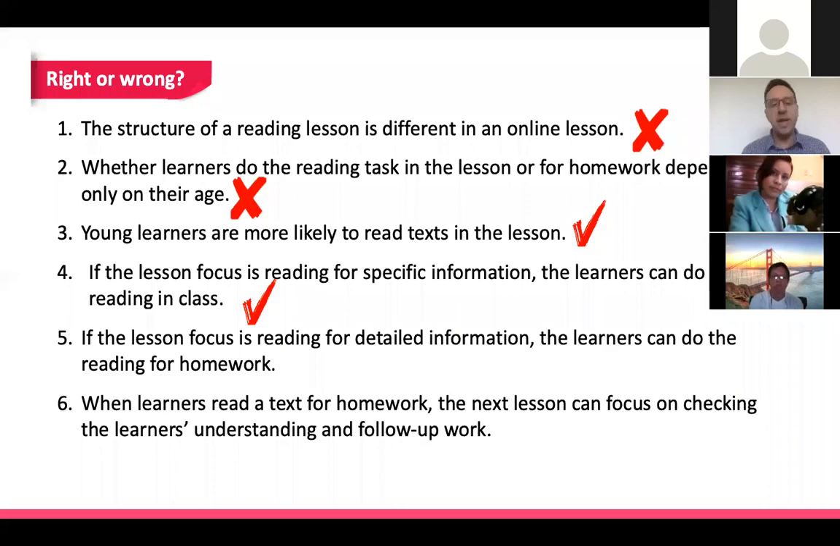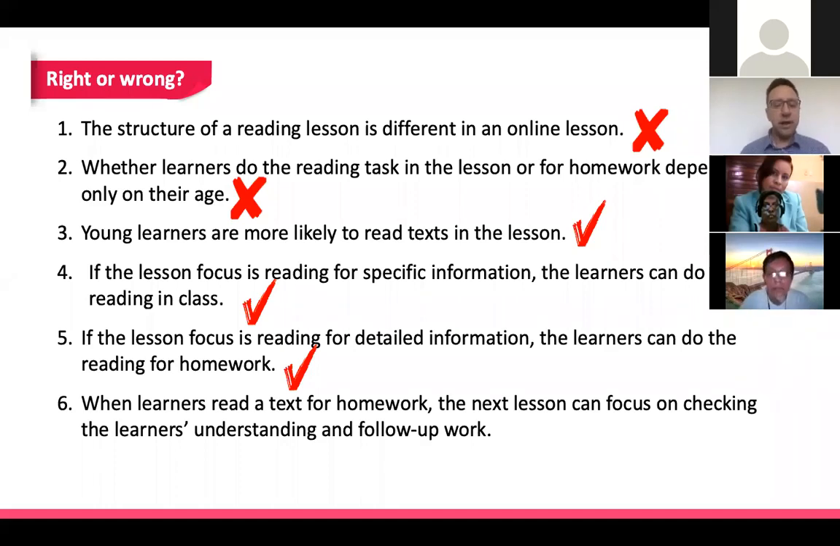Now, number 5 says that if the lesson focus is reading for detailed information, the learner can do the reading at home. And that is correct. Detailed information is things like, for example, referencing in international exams: what does "it" in line 20-something refer to? Or also, detailed information could be the purpose of the writer, or the mood of the author. Those detailed things can be assessed asynchronically and they don't necessarily need to be online with us when they are discussing this. So those could be types of activities that are good for asynchronous instruction.